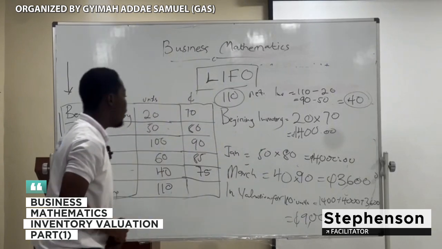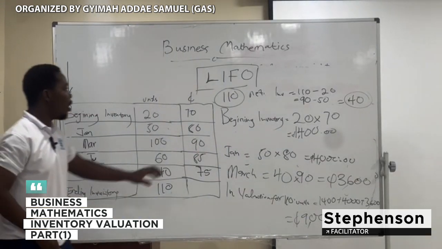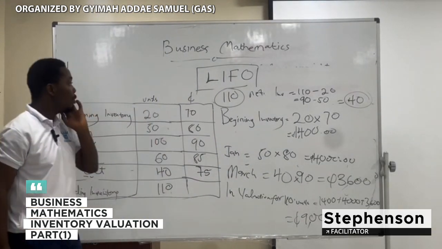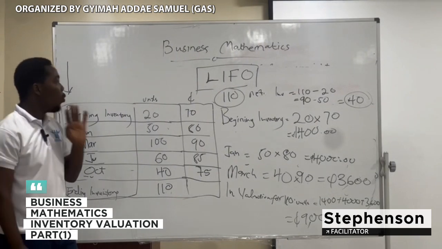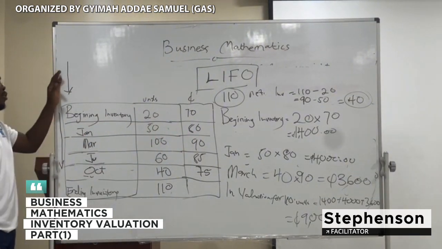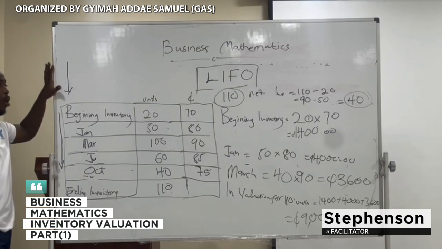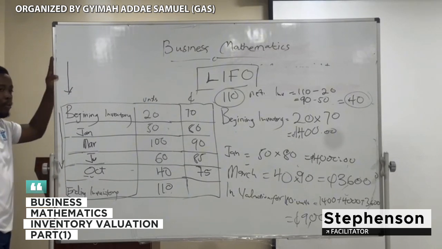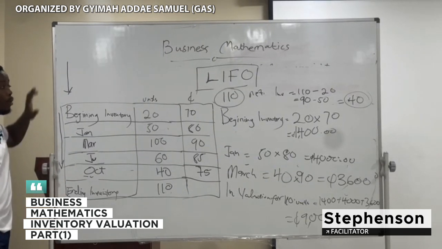9,000. So this is our inventory valuation for 110 units of products. So basically, this is the rationale behind our LIFO. You will start valuing your inventory from the top to the down.